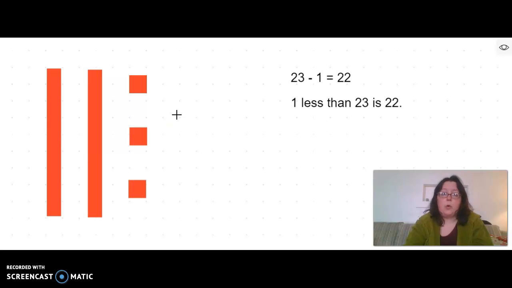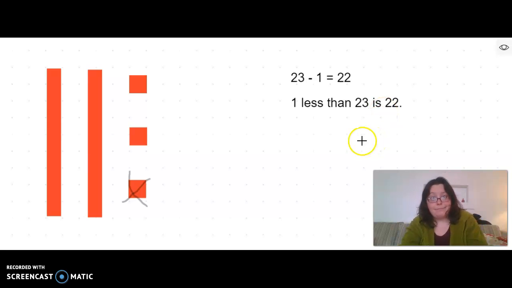Now I'm only going to take away 1, which means I'm not going to look at my 10s. I'm only going to look at my 1s. And since I'm only taking away 1, I'm going to cross out 1, 1. So now I have 2 10s, which didn't change, and 2 1s, which means 23, take away 1, equals 22. 1 less than 23 is 22. My 1s changed, but my 10s stayed the same.